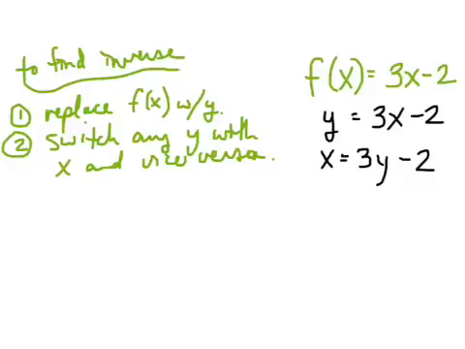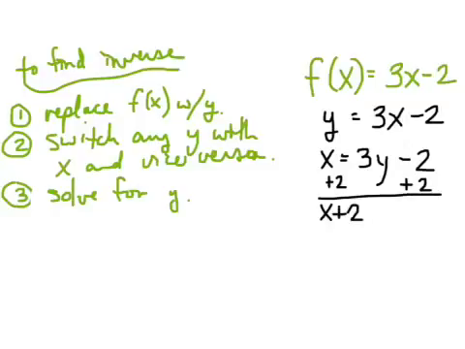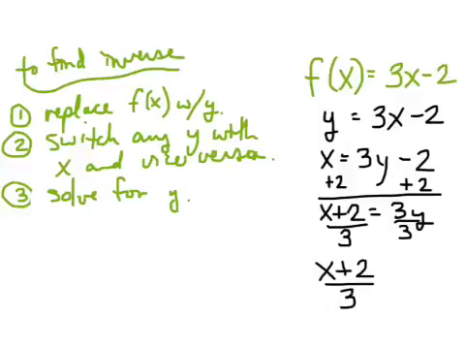Now the third step: solve for y. In order to solve for y, the first thing you have to do is get rid of the 2. x plus 2 equals 3y. Divide everything by 3. Now you can do this one of two ways. You can do it in individual pieces, so it would be x over 3 plus 2 over 3, or you can simply leave it as x plus 2 over 3. When we go to graph it, the graphing calculator will handle it anyway, so it doesn't really matter.